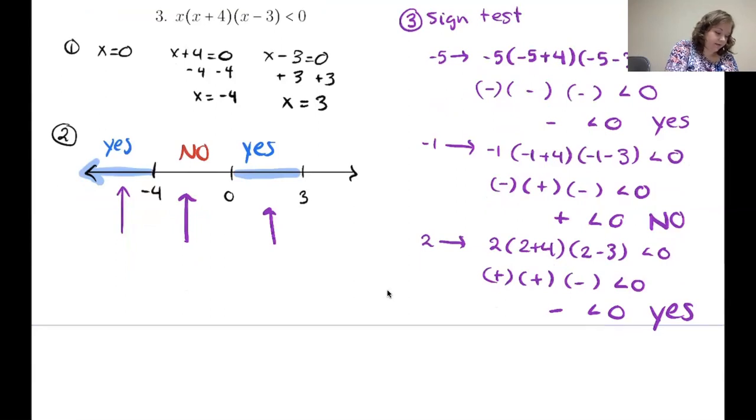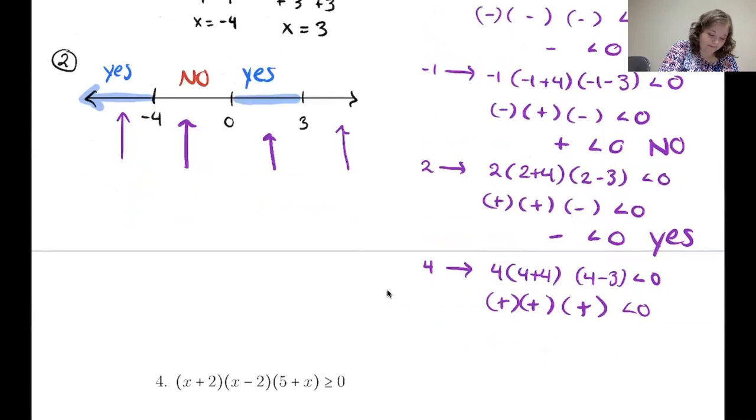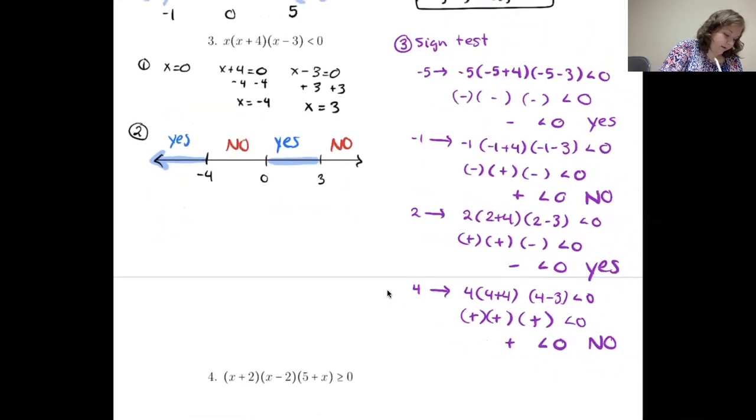Okay, so last one on this example, we'll put 4 in because that's greater than 3. And so we'll get 4 plus 4, 4 minus 3 is less than 0. So that is positive, positive, and positive. So positive times positive times positive is a positive number, which is not less than 0. So we've got a no for that interval. Okay. So now we finished step 3 and we'll go on to step 4.